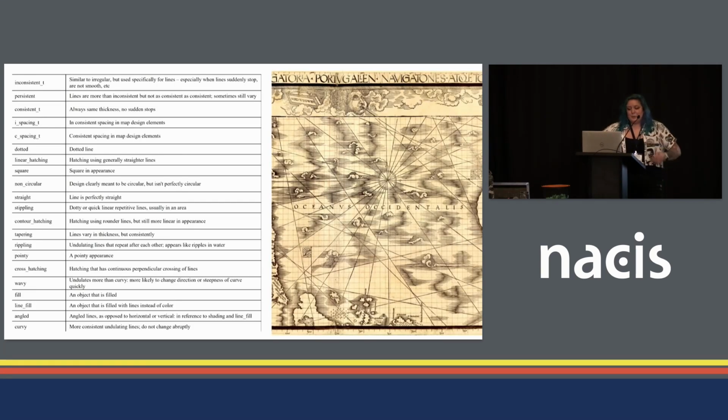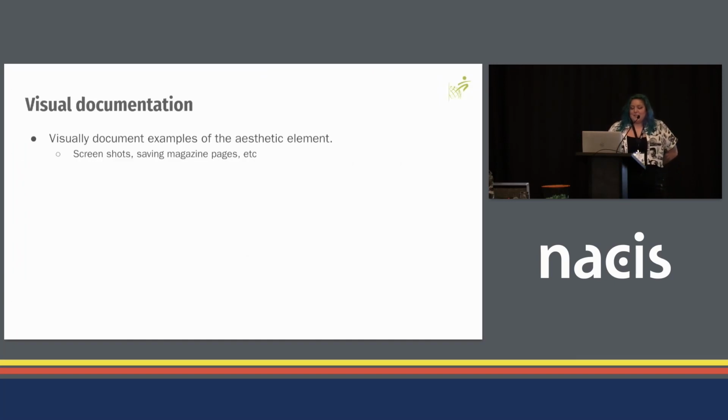This is an example from my master's thesis, where I defined a bunch of styles in historical cartography. Inconsistent line was defined as similar to irregular, but used specifically only for lines. It's way more specific than anyone in this room needs to get. But if you're analyzing across 50 maps and doing 1,000 things, it's good to have really detailed descriptions. You don't need to go that in depth, but it's just an example. And like I said, it's good to have visuals as well.